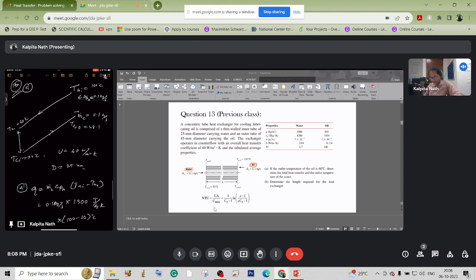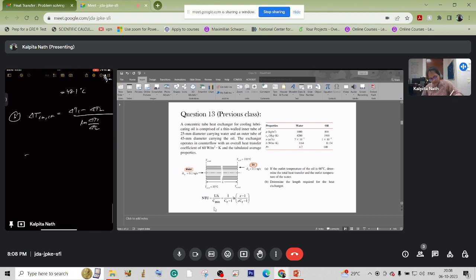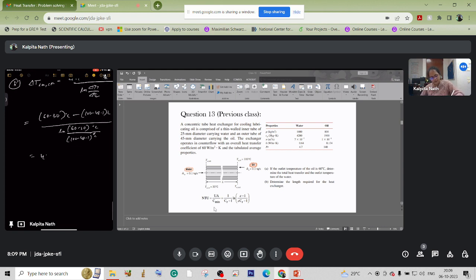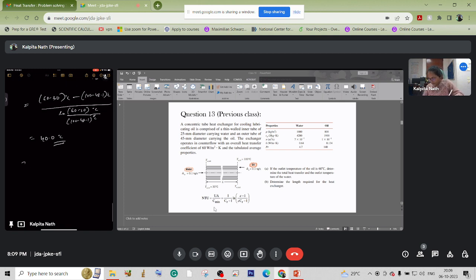So del T1 and del T2, that we can easily calculate. So this is 60 minus 30 degrees Celsius minus 100 minus 48.1 degrees Celsius, and this is ln 60 minus 30 upon 100 minus 48.1 degrees Celsius, and this is degree Celsius. So this will come out to be 40.0 degrees Celsius. This is LMTD, right?